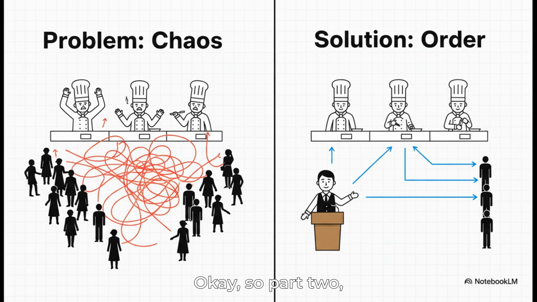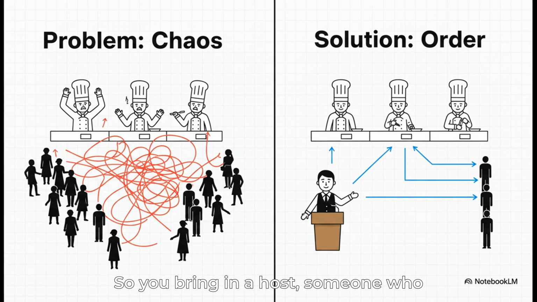Okay, so part 2, handling the rush. The solution seems obvious, right? Just hire more chefs. But that just creates a brand new problem, total chaos. You can't just have customers yelling their orders at random chefs. So you bring in a host, someone who stands at the front door, and their only job is to guide the next customer to the next available chef. It brings order to the madness and keeps the flow smooth.